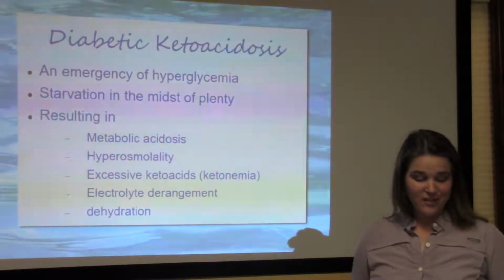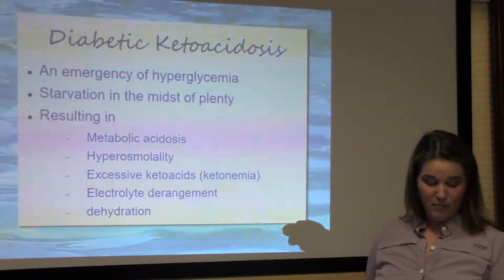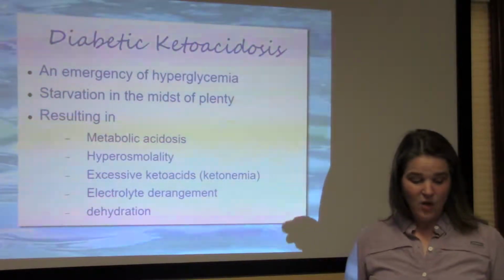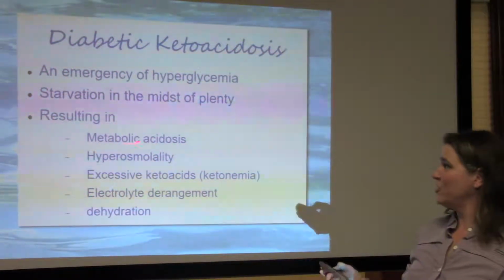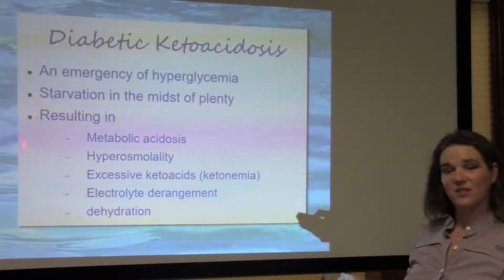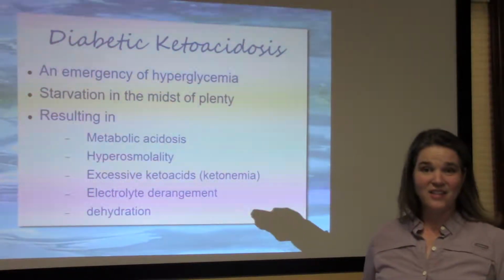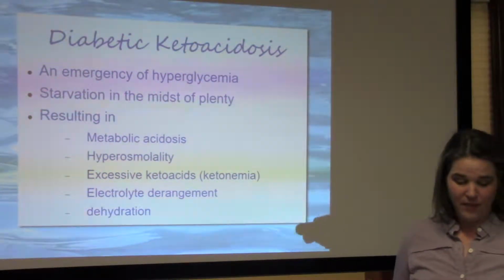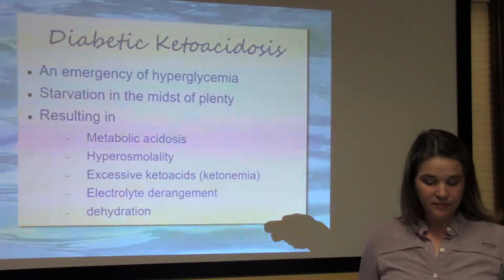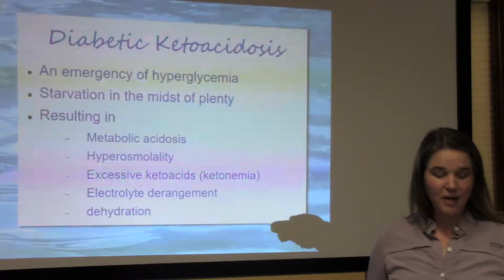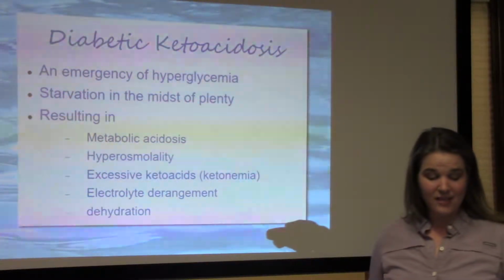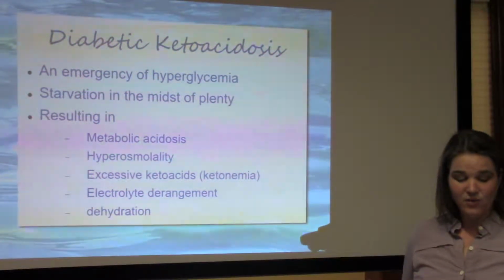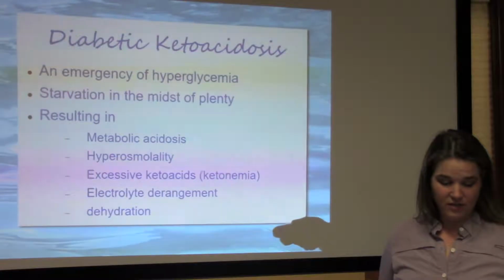Diabetic ketoacidosis. This is a diabetic emergency state. It is starvation in the midst of plenty. We have plenty of energy in our cells, or in our blood circulating as glucose, but our cells cannot take it up. This results in a metabolic acidosis, hyperosmolality, ketonemia, electrolyte derangements, and severe dehydration.